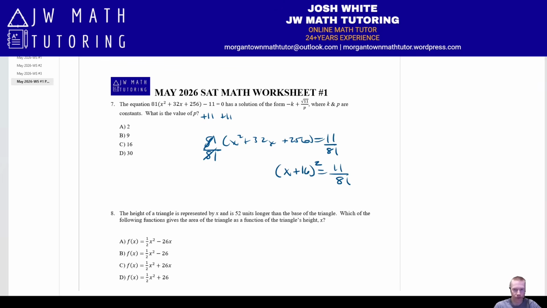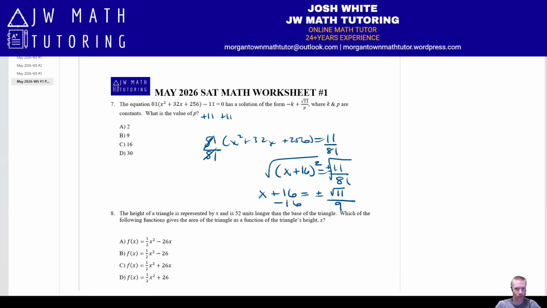And then after you do that, now you can square root both sides. Remember, of course, the plus or minus on the right side. And you get x plus 16 equals plus or minus. Now, on the top, you're going to have root 11, but on the bottom, square root of 81 is just 9. At this point, you're probably realizing that p is going to equal 9.